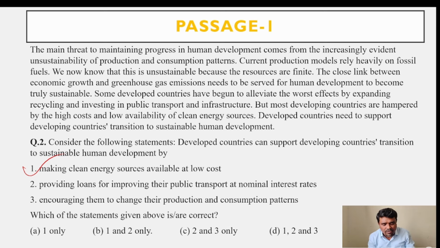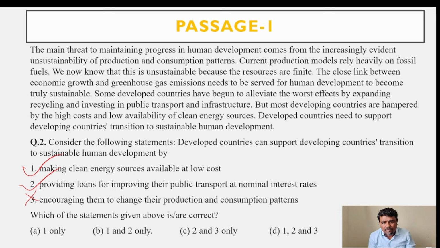Yes, so providing loans for improving their public transport at nominal interest rate is a very reasonable statement to support. Third, encouraging them to change their production and consumption patterns. Which of the statement given is correct? Third is not supported by the passage. In fact, it's a very broad term, encouraging them. How do you encourage them?